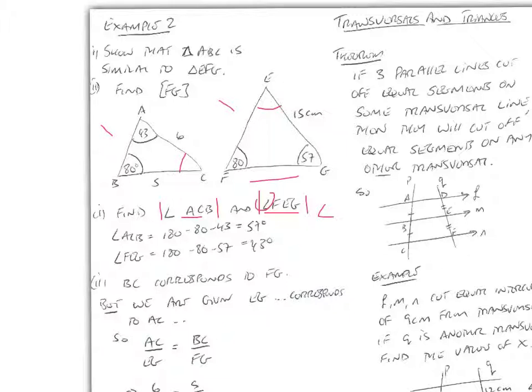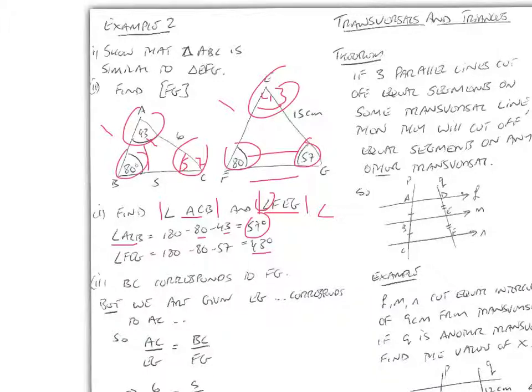But anyway, we'll just say the size of the angle ACB must be equal to 180 minus these two, because 3 of them should add up to 180, so it's 57. And FEG must be equal to 180 minus these two, so it's 43. So they must be similar triangles then, because if this is 57 and this is 43, then these two triangles have 3 angles the same, not only 2 angles the same, but 3 angles the same. So they must be similar.